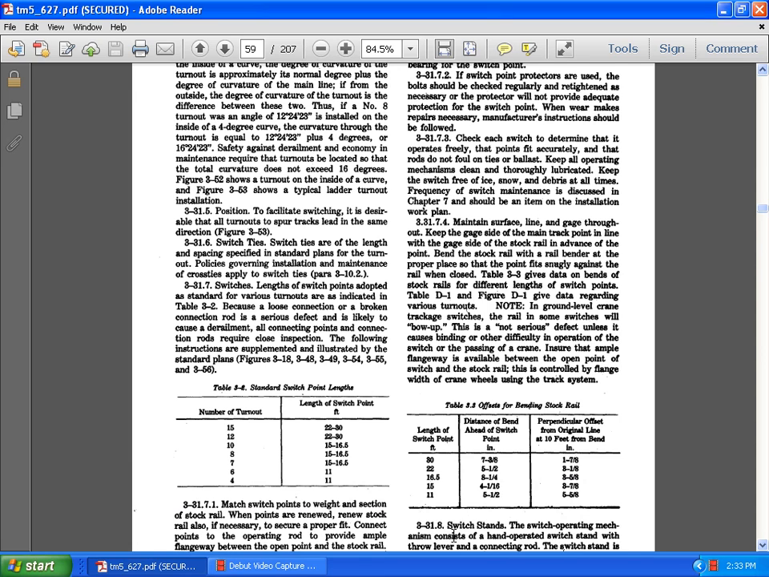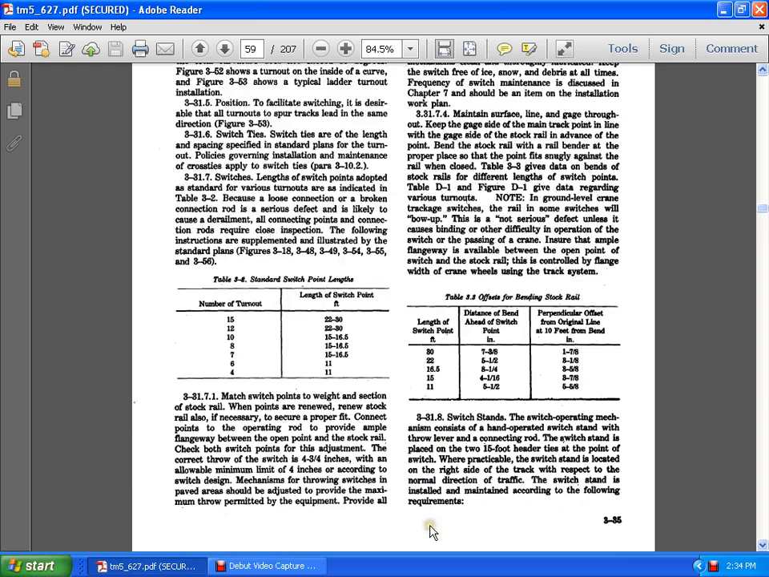Table 3.3: offset table for the bending of stock rails. Length of the switch point: 30. Distance of the bend ahead of the switch point: 7.38. Perpendicular offset from the original line at 10 feet of the bend: 1 7/8 inches. 22 feet 5.5 inches: 5 1/8 inches. 16.5: 8 1/4 and 3 5/8. Further offsets are given in 16ths and eighths of an inch.